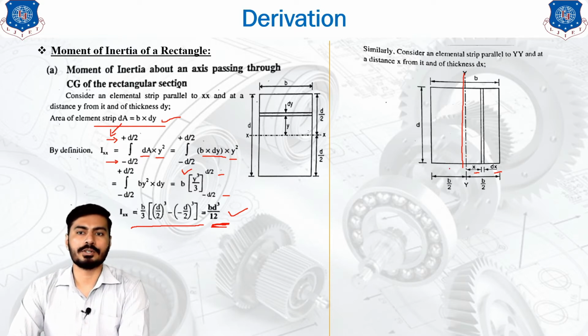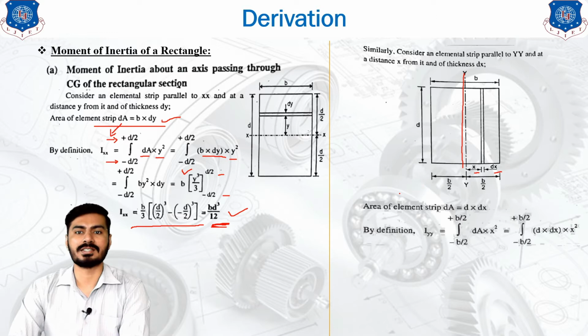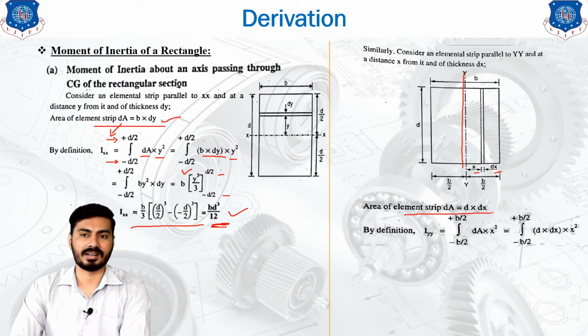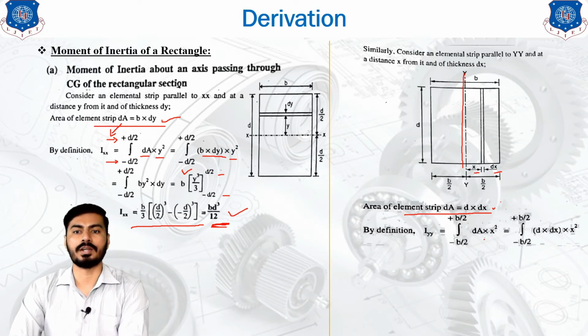So what we are going to do, we are going to apply the basic formula of moment of inertia. For that we need the elemental strip area, and that can be calculated using the same method, that is dA equals d into dx. Now this is the area of that particular elemental strip. Now we will multiply the distance square in order to calculate the moment of inertia. So dA into x square will give you the moment of inertia of that elemental strip.